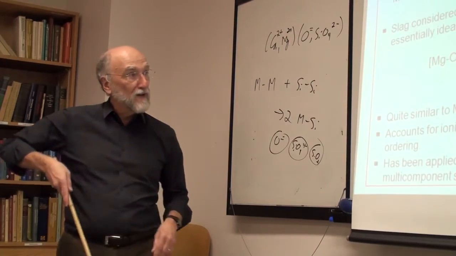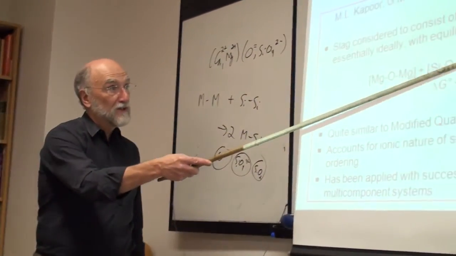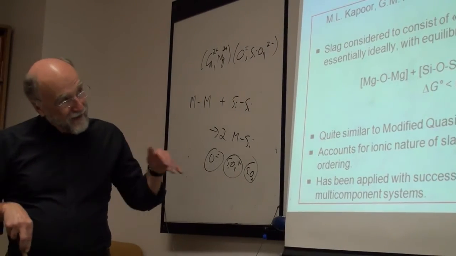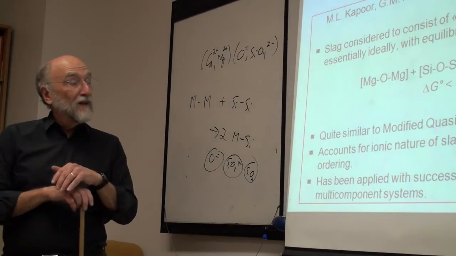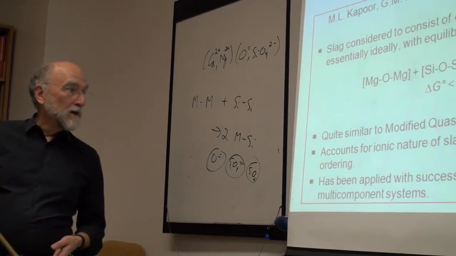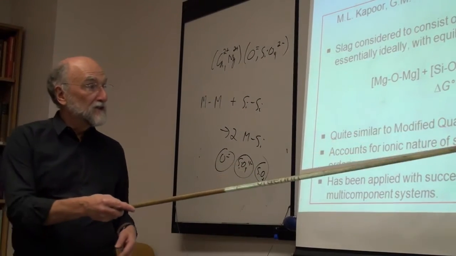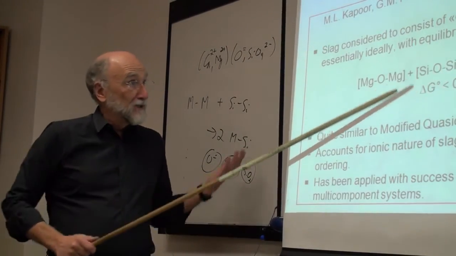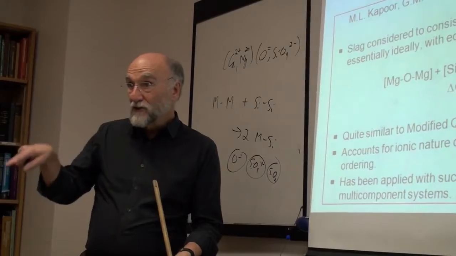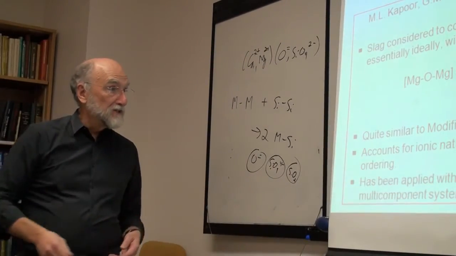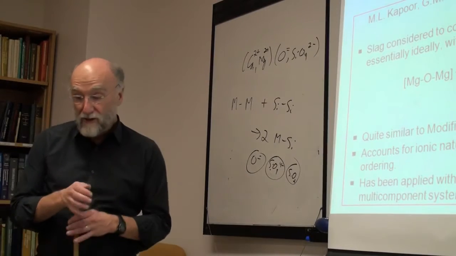You have the heat of mixing, enthalpy of mixing is due to these things, and your entropy of mixing is somewhat different than the Quasichemical model, but it's pretty close to the same sort of idea. It accounts for the ionic nature of the slags, and it accounts for the short-range ordering, because it's this Quasichemical model, so you do get the short-range ordering done pretty correctly as well. And it has been applied with success to develop databases for multi-component systems.